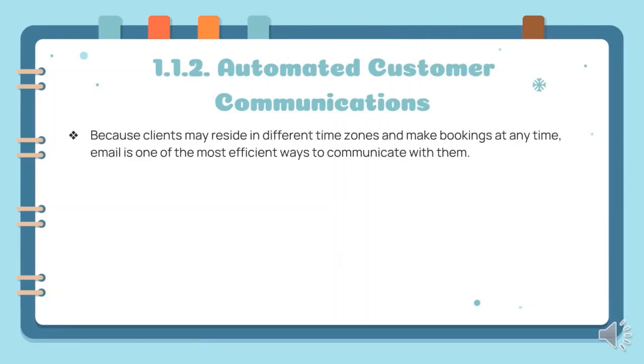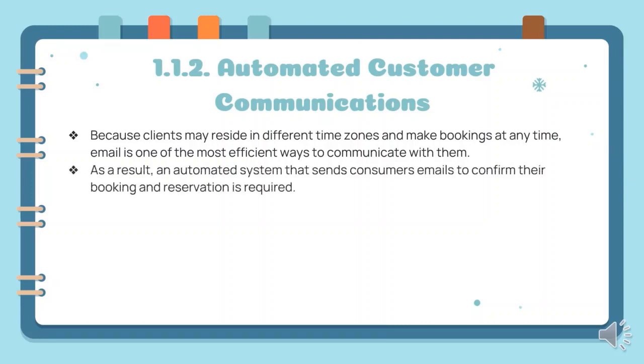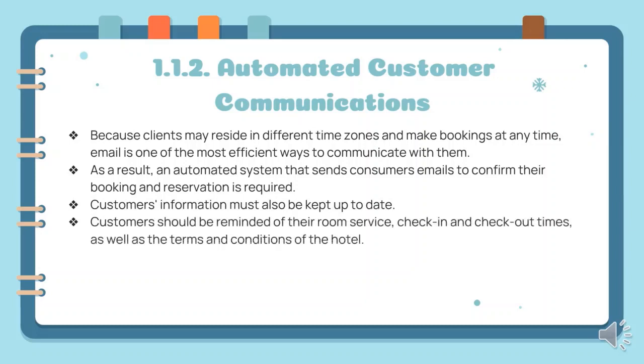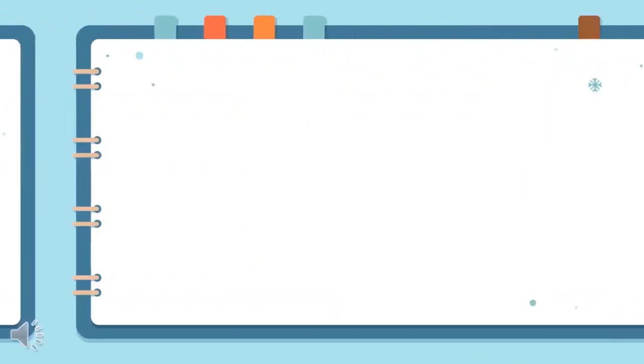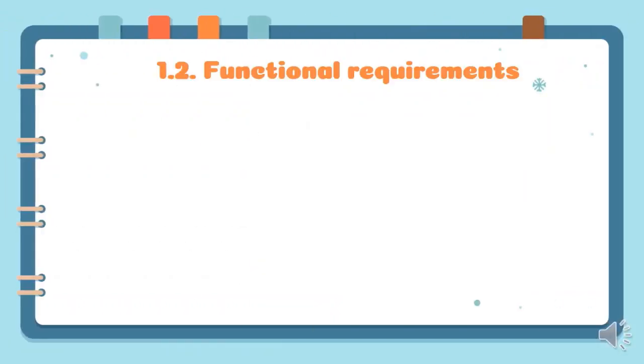Now we move to the automated customer communications. Because clients may reside in different time zones and make bookings at any time, email is one of the most efficient ways to communicate with them. As a result, an automated system that sends consumers an email to confirm their booking and reservation is required. Customer information must also be kept up to date. Customers should be reminded of their room service, check-in and check-out times, as well as the terms and conditions of the hotel. In addition, for the convenience of customers, the email includes contact information for the system manager and hotel managers.